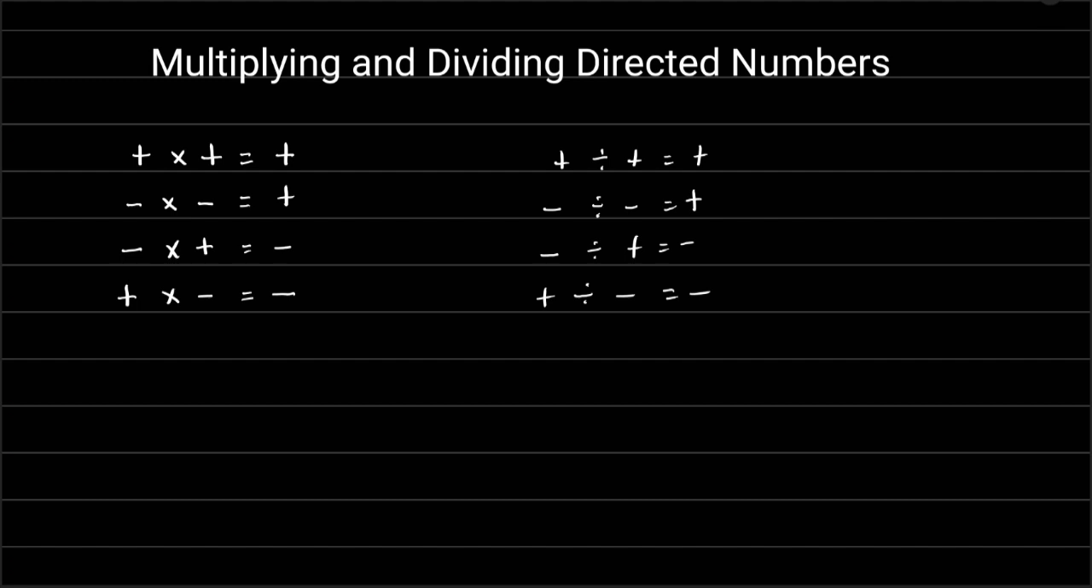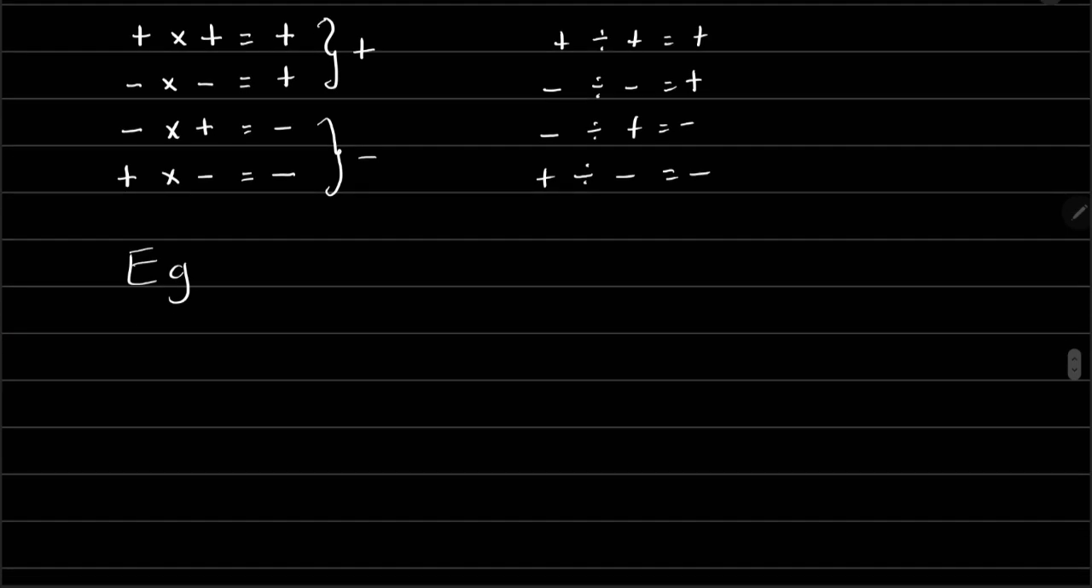So let's head into some examples. As we can clearly see, when the signs are the same, the result will always be positive, and when the signs are different, the result will always be negative. So let's do some examples. Let's just say we had negative 5 multiplied by negative 6.